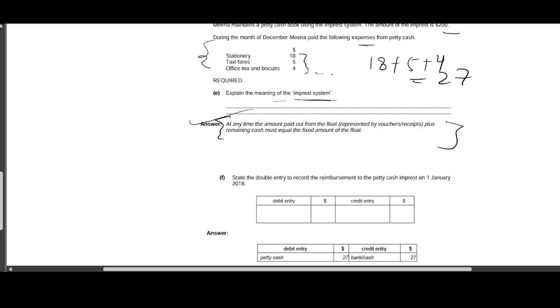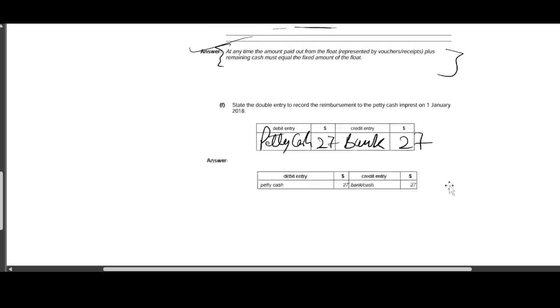So the total expenses you did are 27. So you have to mention petty cash should be debited with the 27, and bank will be credited with the 27. Okay, I guess this thing is clear.